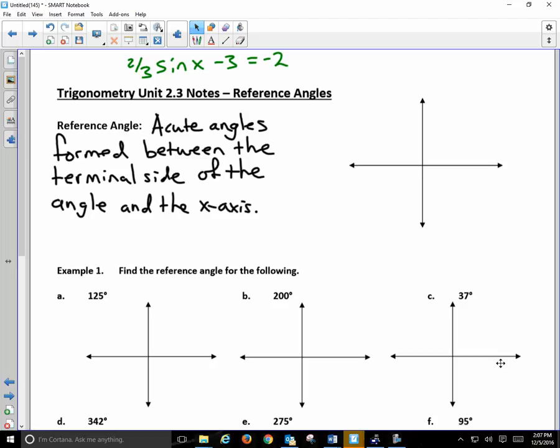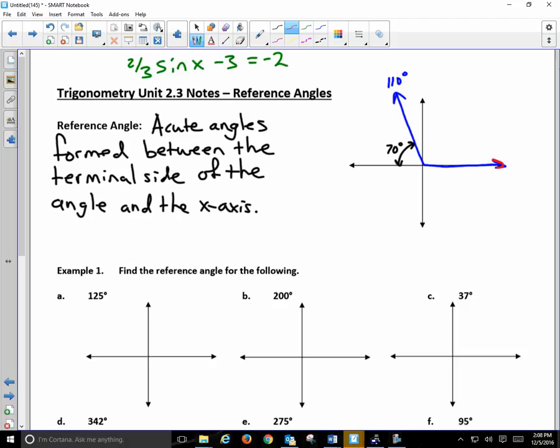So I'm going to draw 3 different angles here, and then after I draw those 3 angles, I'm going to show what the reference angle would be. So my first angle, I'm going to draw in blue. The reference angle would be this amount right here. So suppose this was 110 degrees. What would this black arc measure? 70. So that's an example of a reference angle.